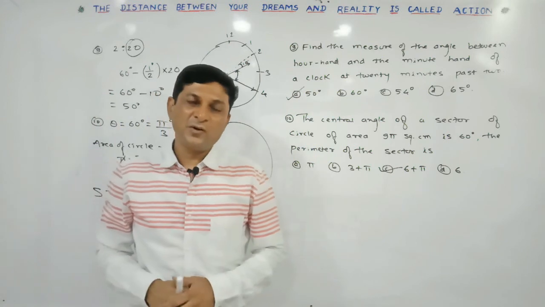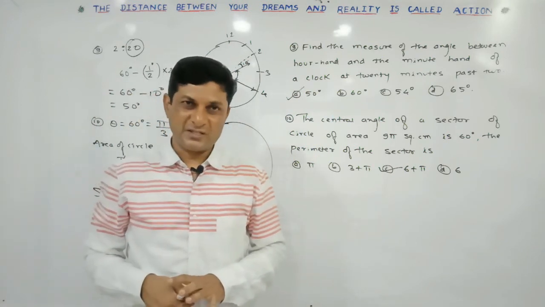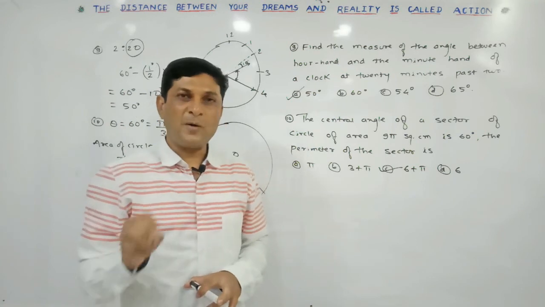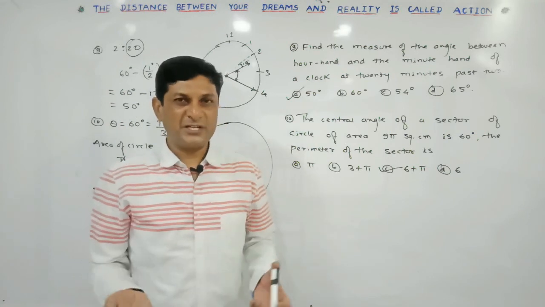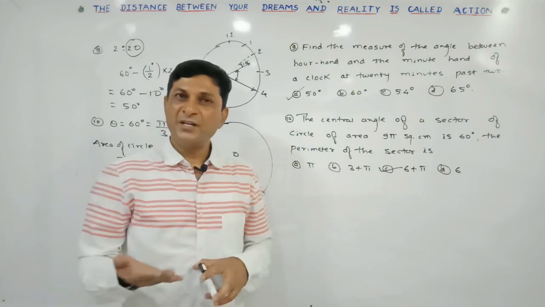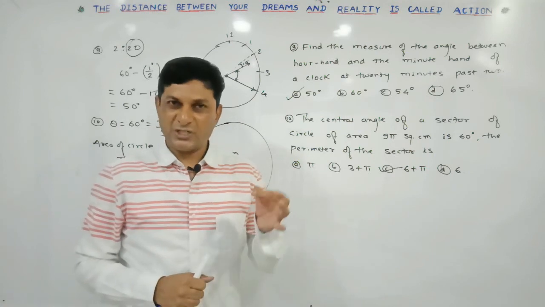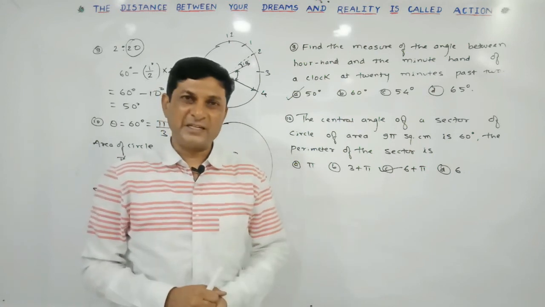So in this way we have completed the first 10 multiple choice questions, meaning objective type questions, which will be helpful for competitive exams. Any competitive exam like NDA or MHT-CET or JEE. So in the next video we are starting question number 2 from the miscellaneous exercise.